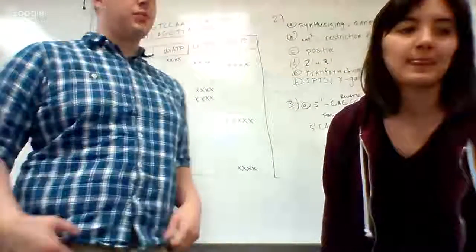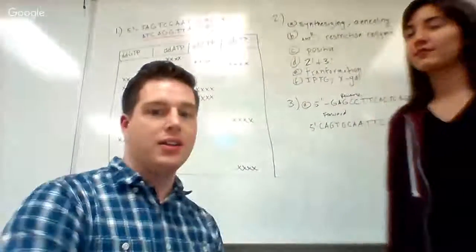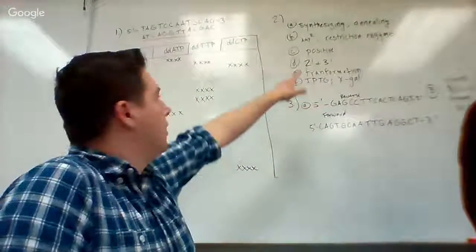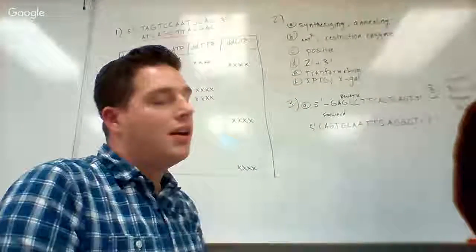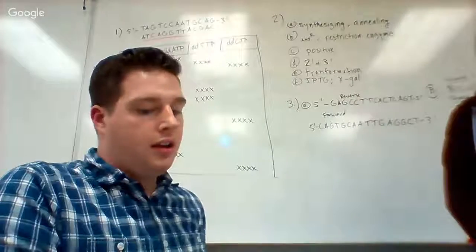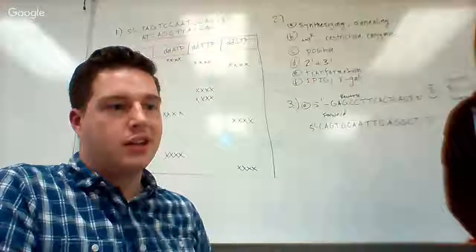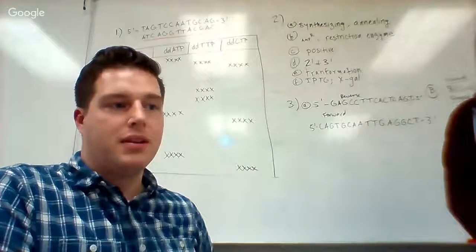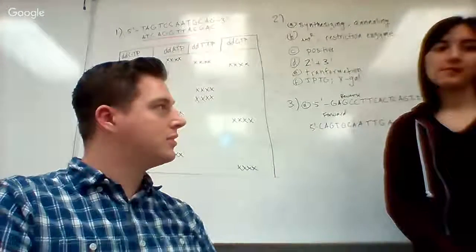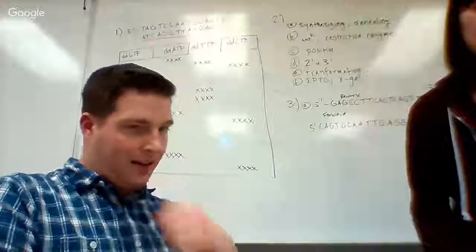Cool. So the next question is all fill in the blank. I'll just read these off. The answers are up there as well. The first one says, during a typical PCR cycle, the synthesizing step is done at 72 degrees Celsius, while the annealing step is done at 55 degrees Celsius.